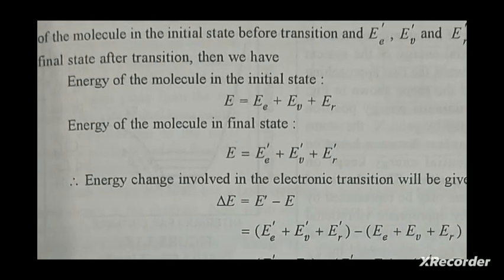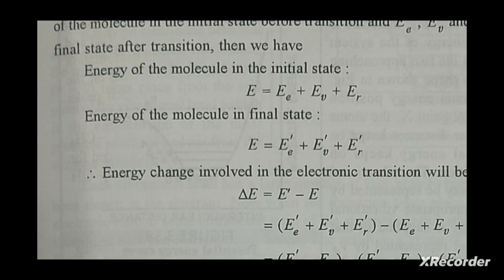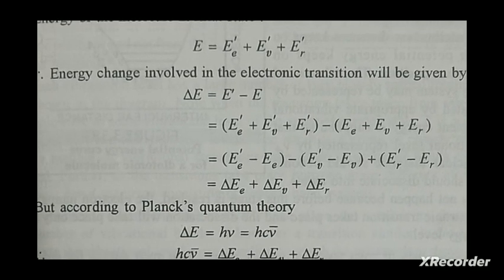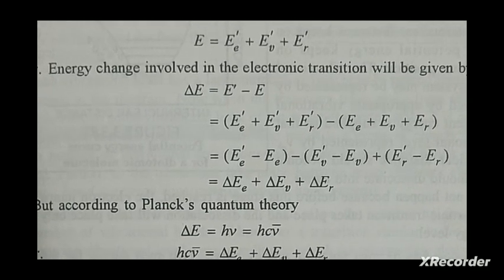Energy of the molecule in initial state E equals E_E plus E_V plus E_R. Energy of molecule in final state E' is equal to E'_E plus E'_V plus E'_R. Energy change involved in electronic spectra will be given by delta E equals E' minus E, which is E'_E plus E'_V plus E'_R minus E_E plus E_V plus E_R. Now the final result will be delta E_E plus delta E_V plus delta E_R.